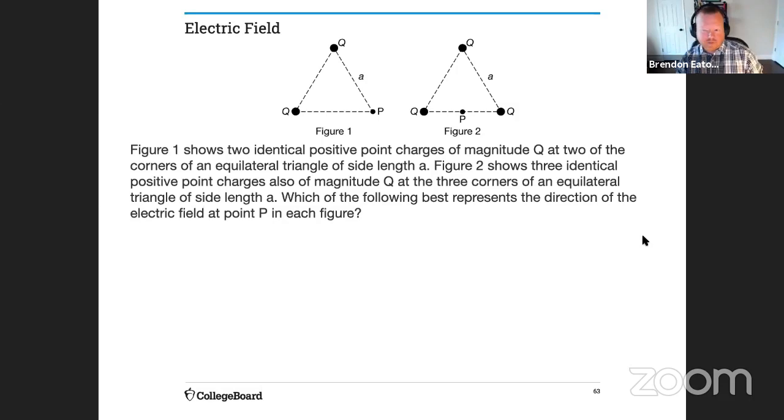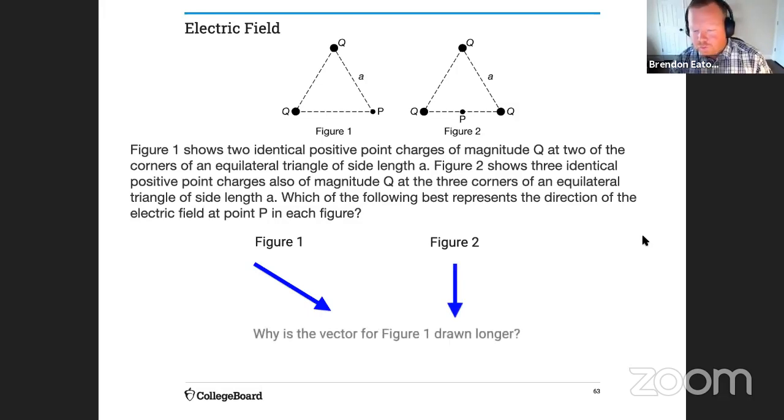Since those are all positive charges, we know the field points away from positive charges. So figure 1's field is going to point, have you thought about it yet? It's going to point down and to the right. Now for figure 2, we know still that all 3 of those charges Q, the fields are pointing away from those charges. So in some situations, parts of the field cancel out, but I don't care about different points around the triangle. I only care about point P. So what direction is the net field in that case at point P? Well, it's down in this case.